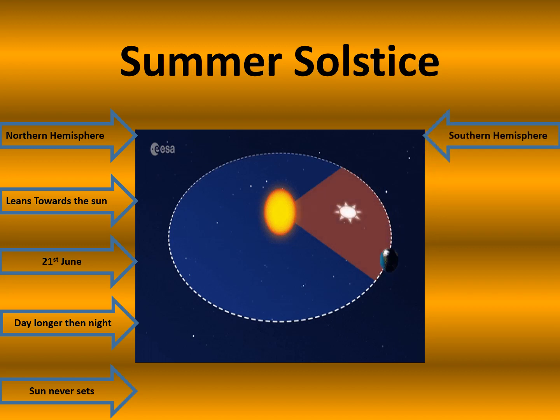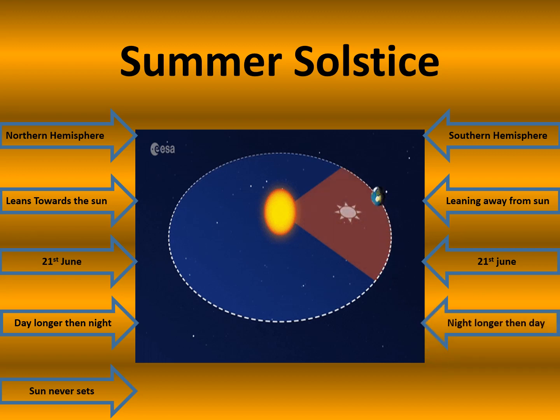But the southern hemisphere will experience the reverse season, meaning winter solstice. Because the southern hemisphere is leaning away from the sun at the same time when the northern hemisphere experiences summer season, the southern hemisphere experiences the winter season. Nights are longer and days are shorter in the southern hemisphere, and on the South Pole, the sun never rises for that whole time period of 3 months.